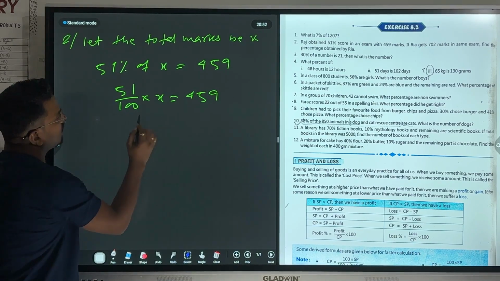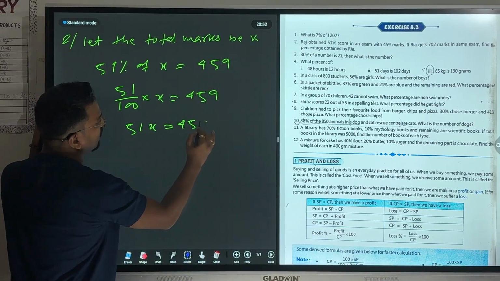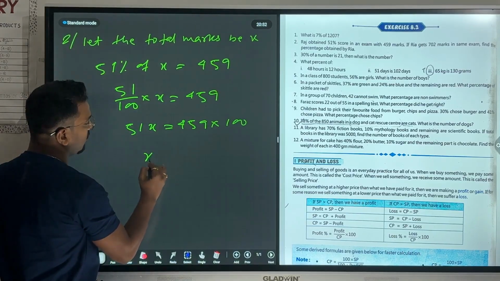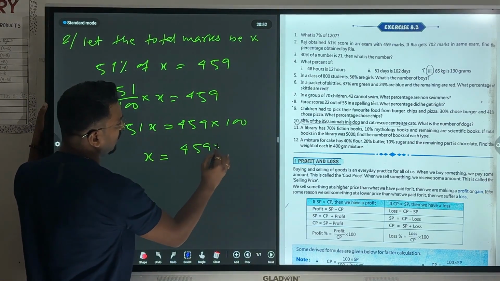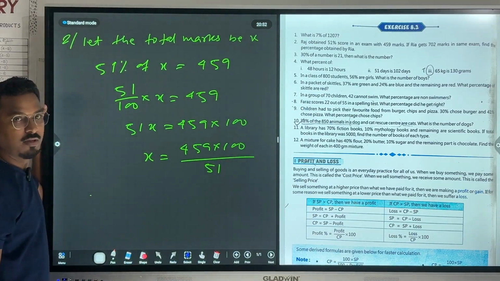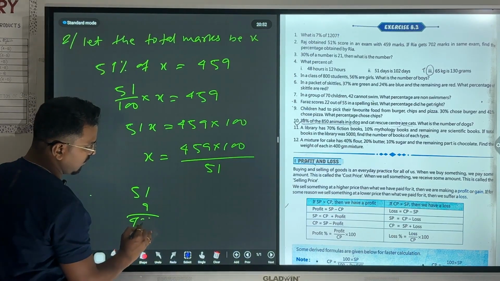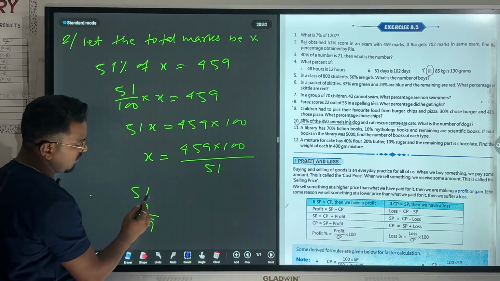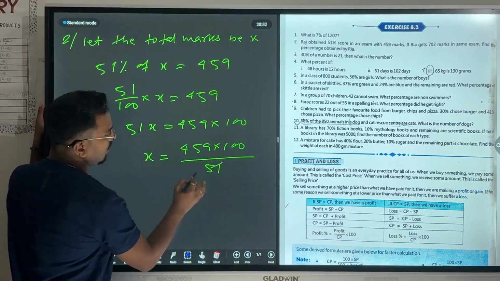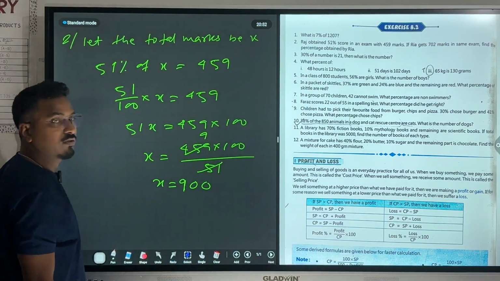So take this 100 to the other side. 51x is equal to 459 into 100. Bring this 51 to the other side, it will become x equals 459 into 100 divided by 51. With what number do you have to multiply? See, 51 into 9. 51 into 9 is how much? 459. 9 1s are 9, 9 5s are 45. So it will be 9 times. So what is the total marks? Total marks is 900.